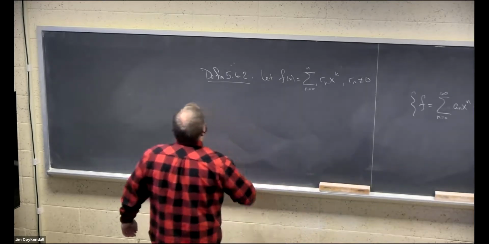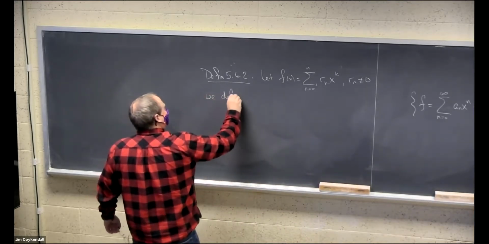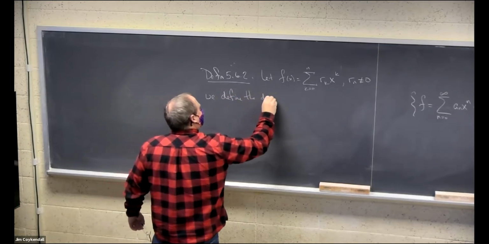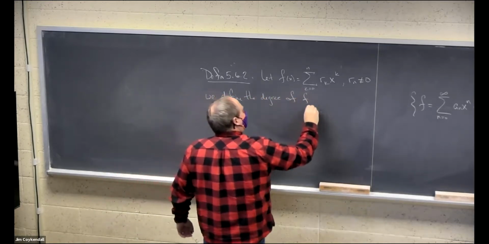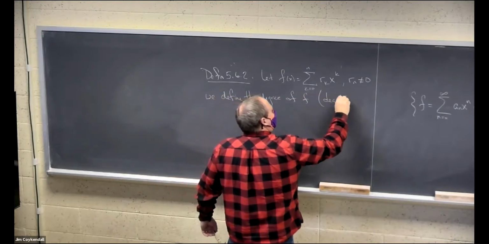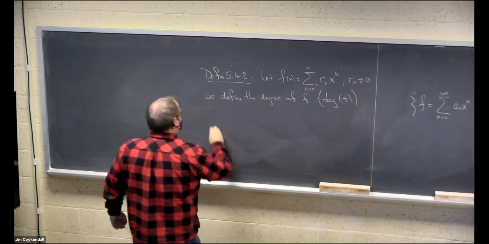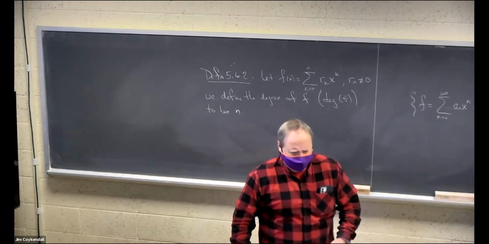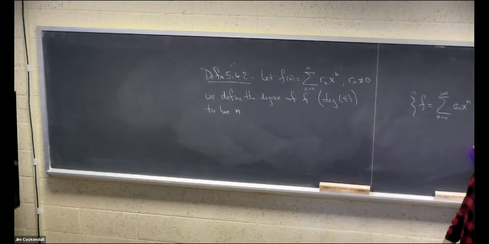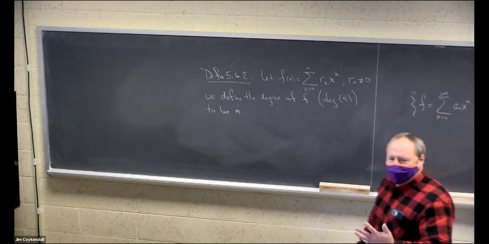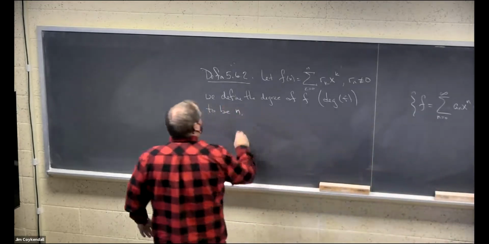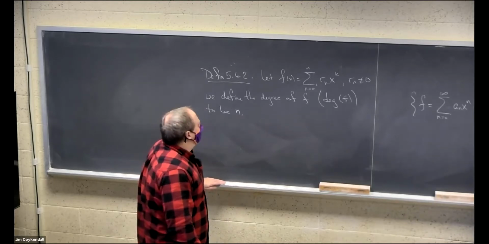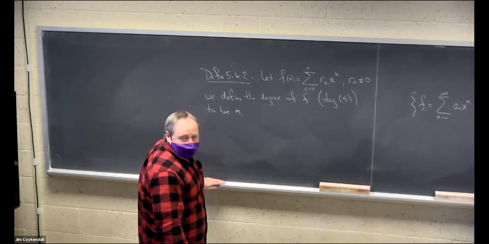We define the degree of f to be n. So the degree of f is just the power you see on the largest non-zero coefficient. This is completely well defined, except for the ambiguities. What do you do with the 0 polynomial? With the 0 polynomial, there is no non-zero coefficient.